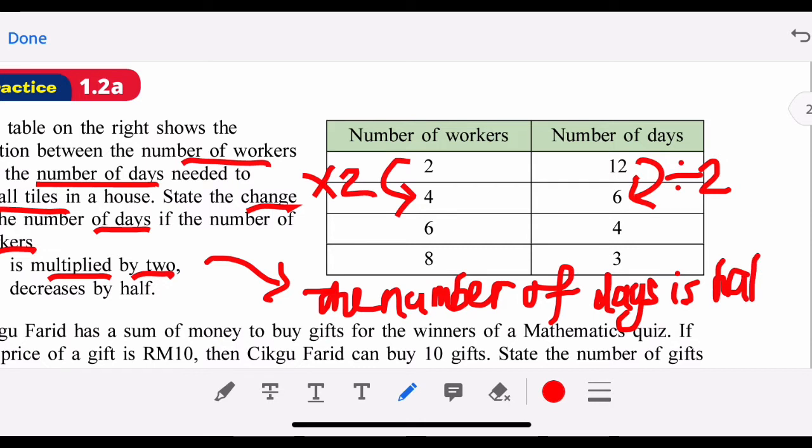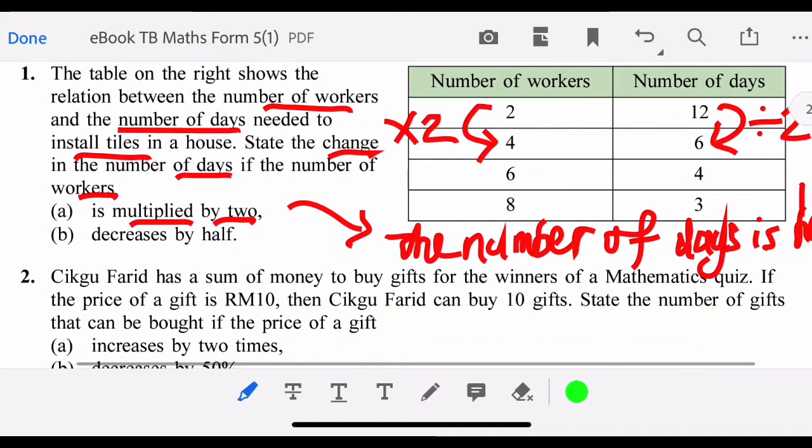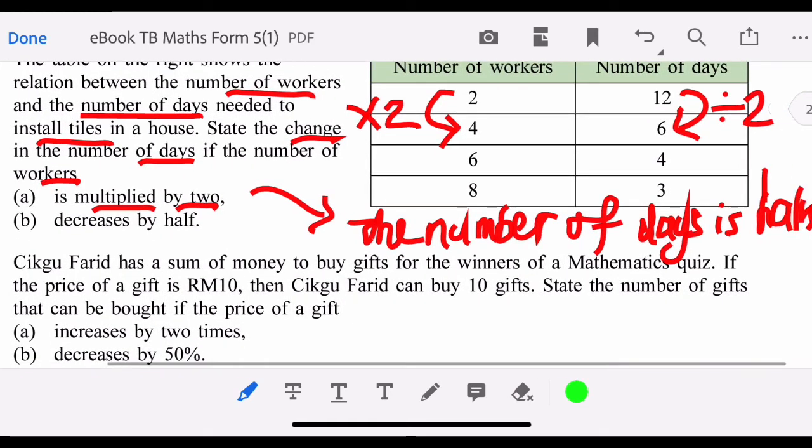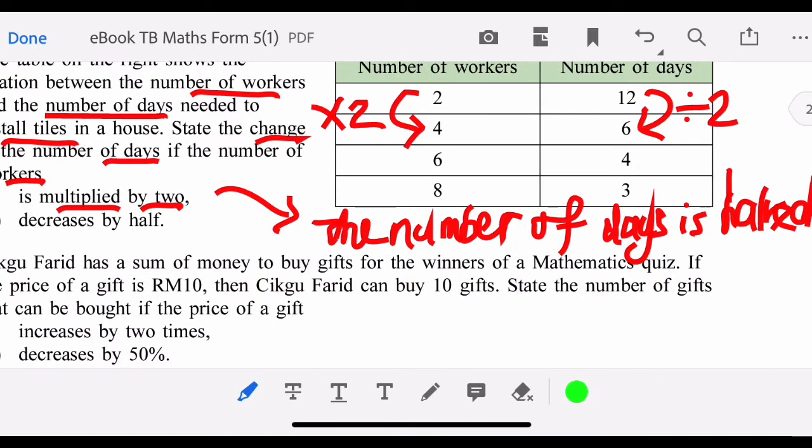Alright, it is half, divided by 2. So we actually write it is half. Okay. So the change in the number of days: if the number of workers is multiplied by 2, the number of days is half. Alright. So let's see the next one.